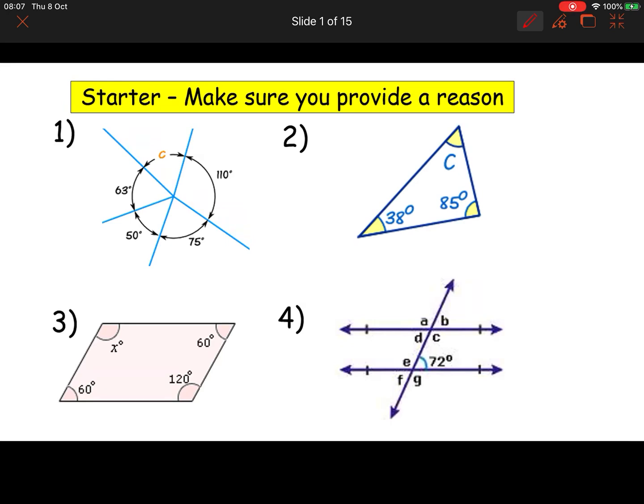I want you to stop the video and see if you can calculate these missing angles. You can use a calculator or do it without if you want to test your mental maths abilities. Stop the video and have a go.